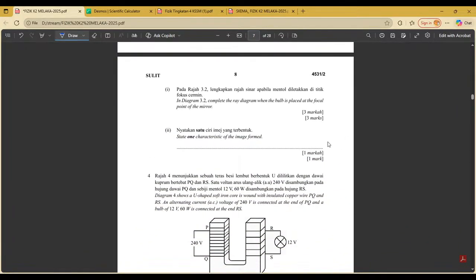State one characteristic of the image formed. If the image is at infinity, then it's virtual.